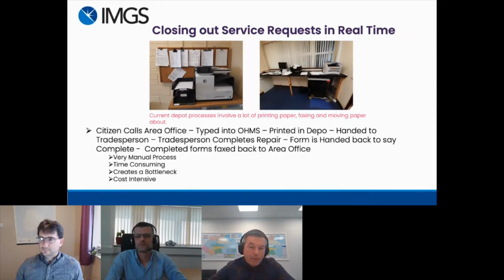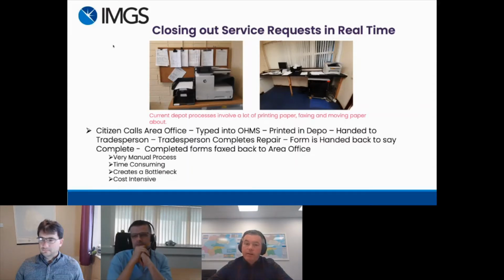So the way it worked initially, or the way it still works now, is that the citizen calls the area office or the call center with an issue to say, I live in one of your 26,000 homes, I've an issue with my radiator, can someone fix it for me? So it's tied into OHMS, which is our housing management system. It's a bit old school. It's not very user friendly. It's typed into OHMS, and then it's sent out to the depot. It's printed in the depot. It's literally handed to a tradesperson.